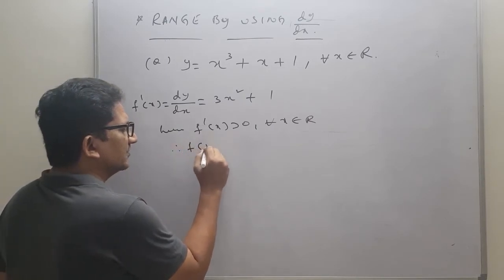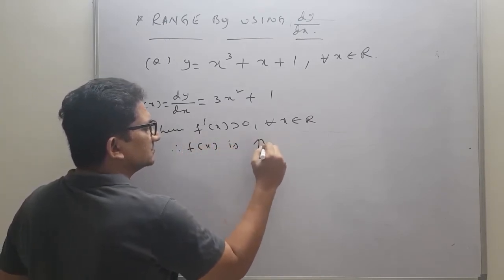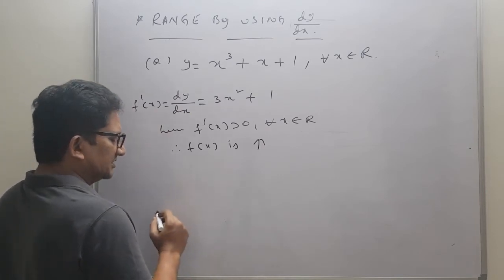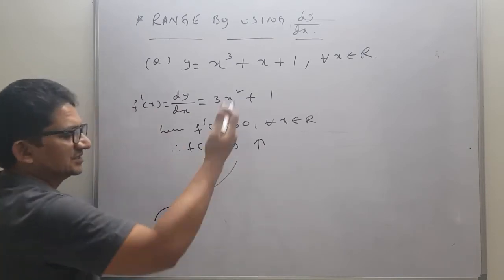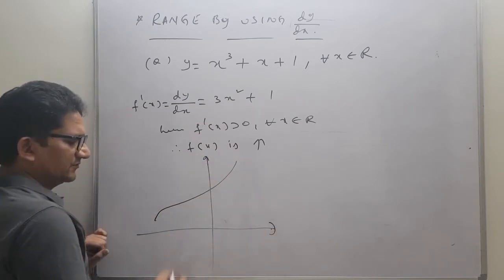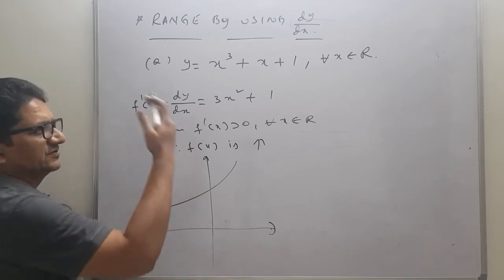Therefore, f of x is increasing. In fact it is strictly increasing. So some curve will go like this. We don't know exactly how the curve will be, but some curve will go like this, from minus infinity to infinity.